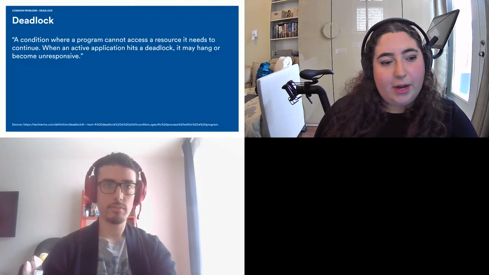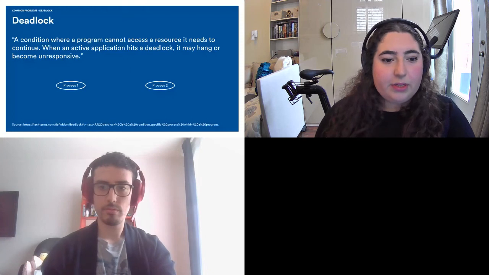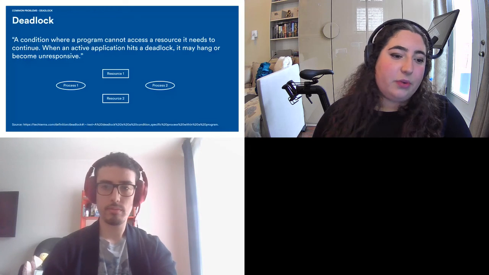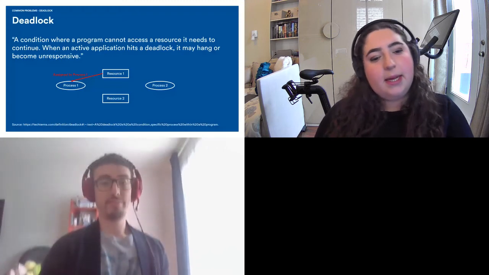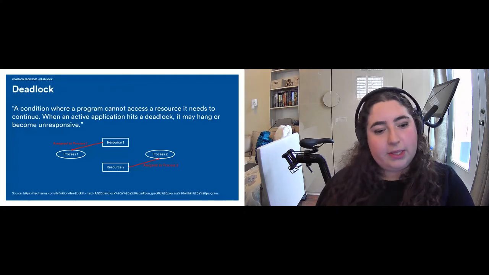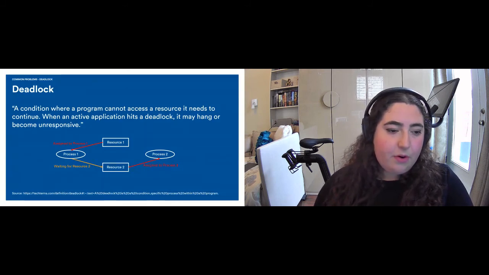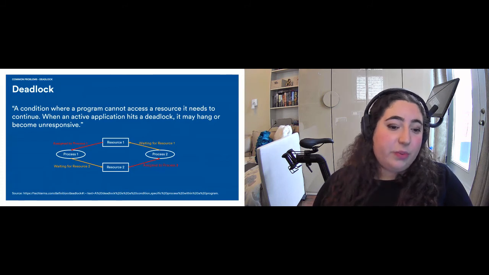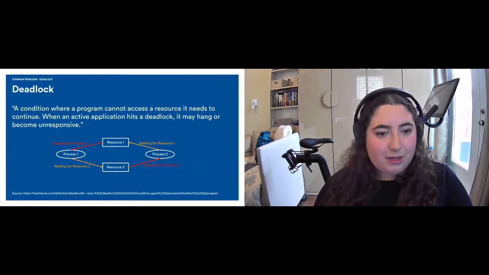So what does this mean? Well, over here we have two processes, process 1 and process 2, and two resources, resource 1 and resource 2. Process 1 begins and it needs resource 1, and so resource 1 is assigned to process 1. Process 2 then begins and it needs resource 2, and so resource 2 is assigned to process 2. Now, in order for process 1 to complete, it needs resource 2, and so it waits for resource 2 to become available. Process 2 needs resource 1 to complete, and so it waits for resource 1 to become available. And now we are in a deadlock.